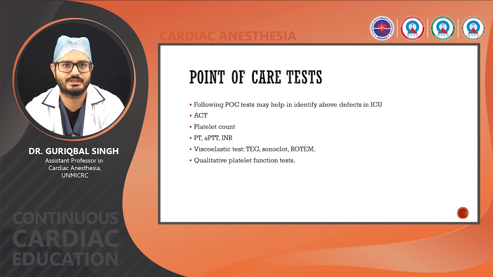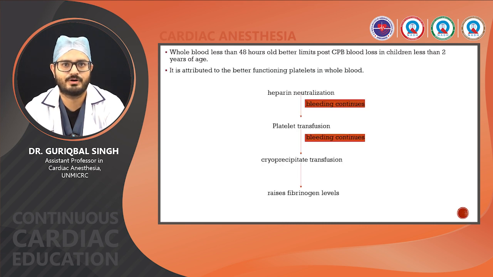viscoelastic tests like TEG, ROTEM, Sonoclot, and qualitative platelet function tests. Whole blood less than 48 hours old better limits post CPB blood loss in children less than 2 years of age. It is attributed to the better functioning platelets in whole blood.